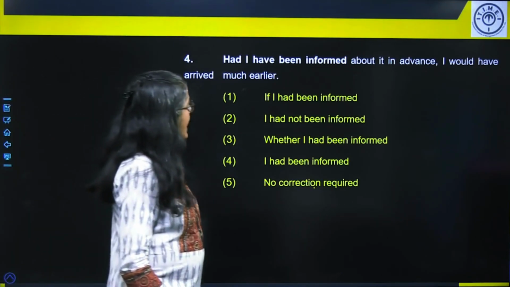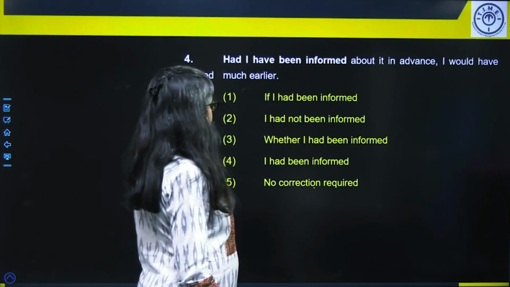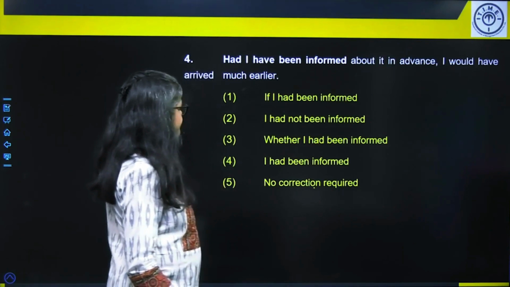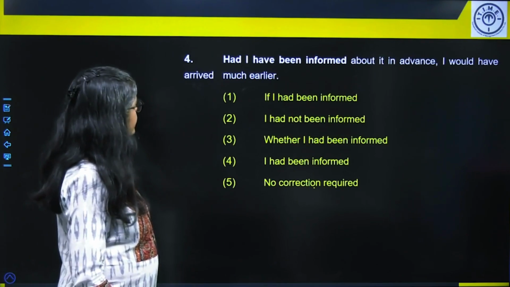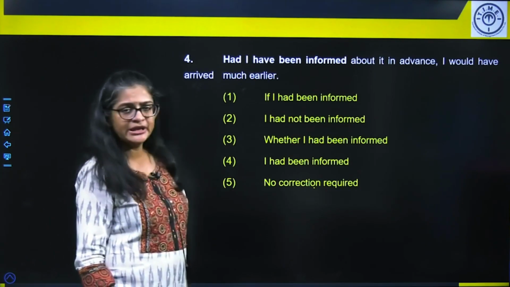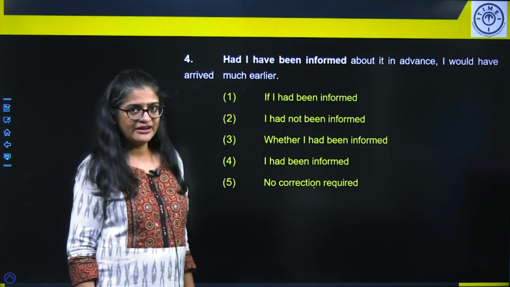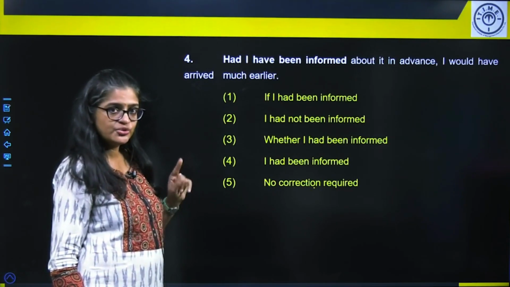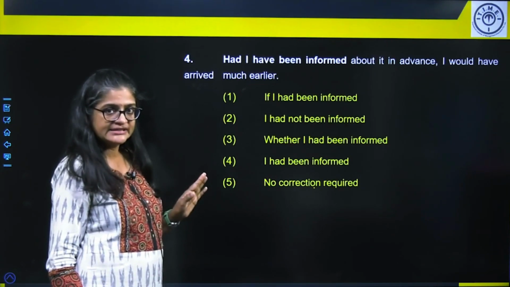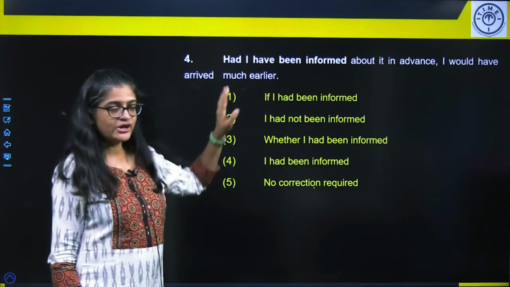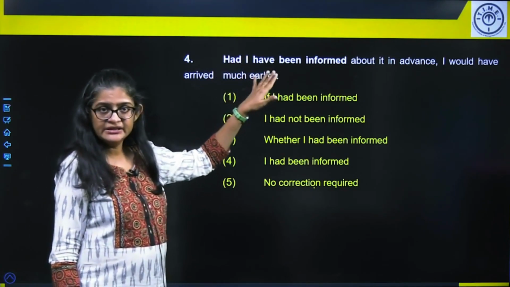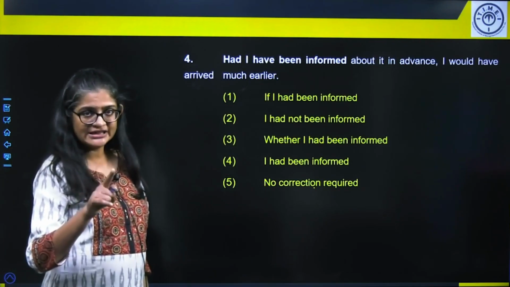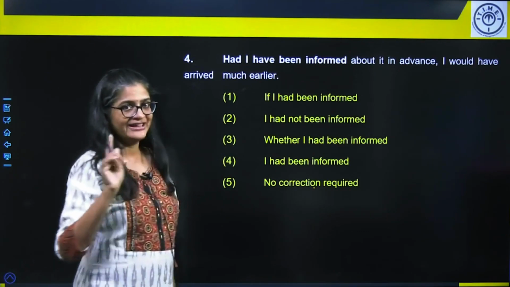Had I have been informed about it in advance, I would have arrived much earlier. Had I have been, something wrong there, right? So, there are two ways of correcting this. One way I will tell you, because this starts with had I, is not given in the options here. So that I will tell you, and then there is another way which is given in the options.